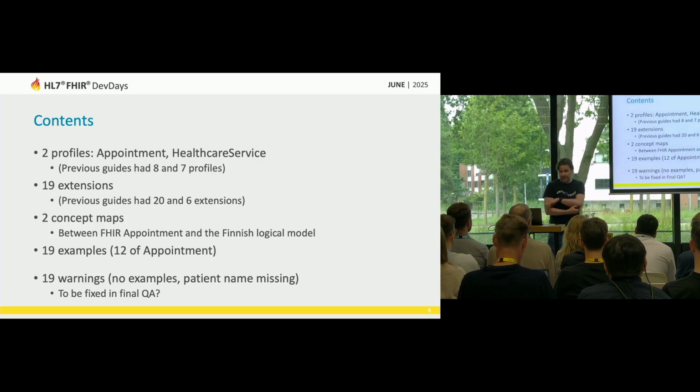So we have 2 profiles. The previous ones, one had 8, one had 7. So we try to profile less if we don't need to. We still have 19 extensions, and most of those are for the logical models. So that's what we inherited from the first IG that we published. I think that is too much.